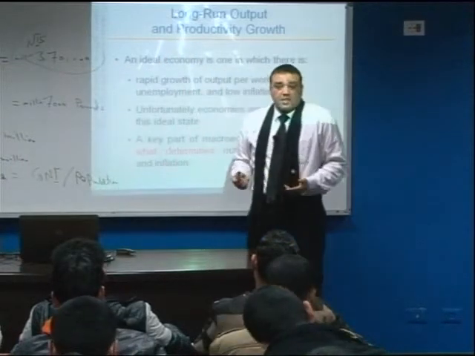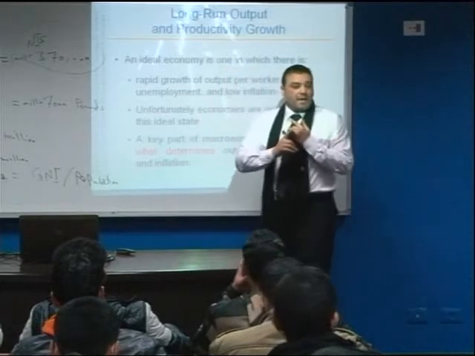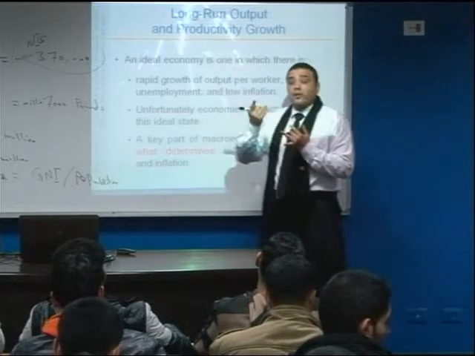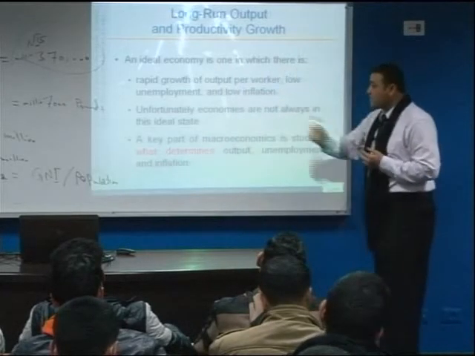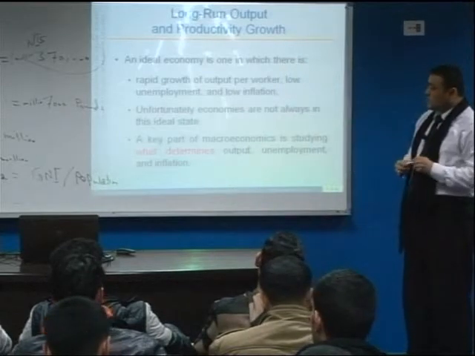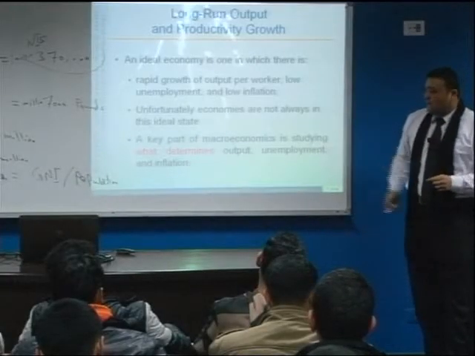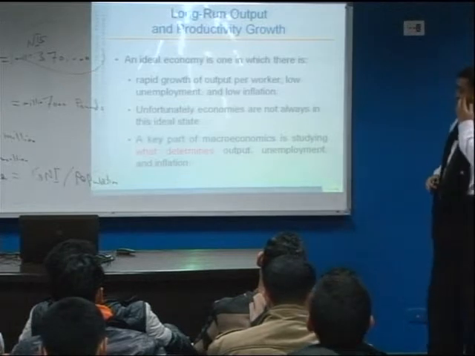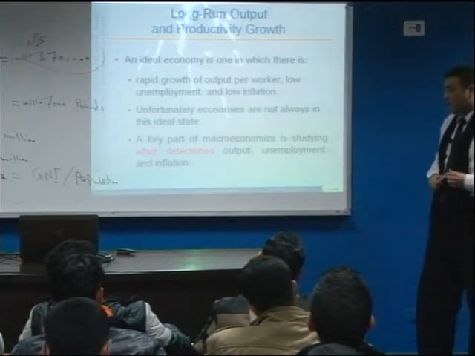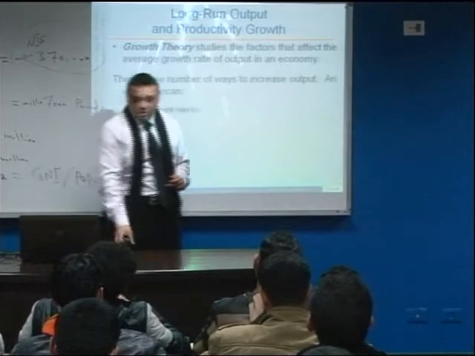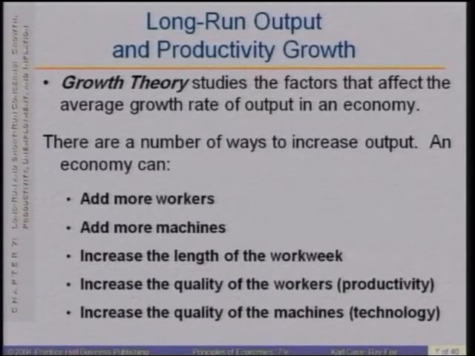Right? The best economy we want is the economy with a low inflation rate, a low unemployment rate, and a high growth rate. So, as you see, an ideal economy is one in which there is rapid growth of output per worker, low unemployment, and low inflation rate, right? Unfortunately, economies are not always in this ideal state. Let's look at the growth theory.